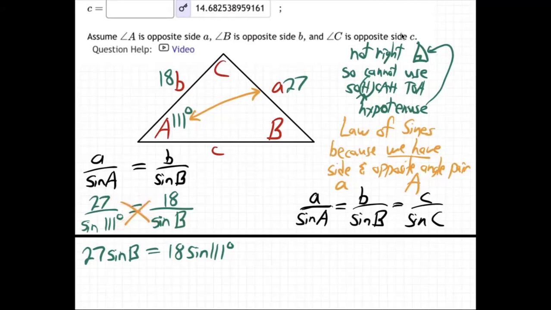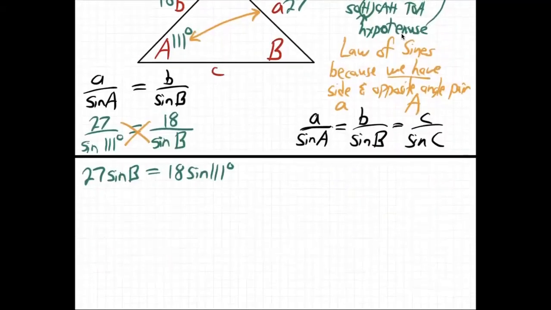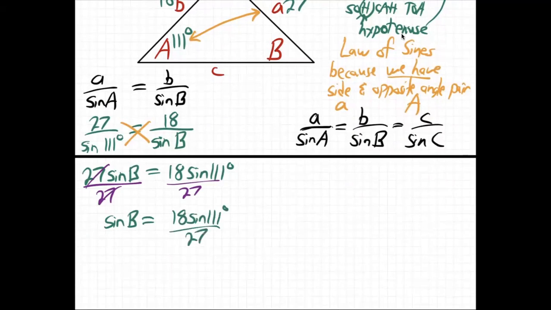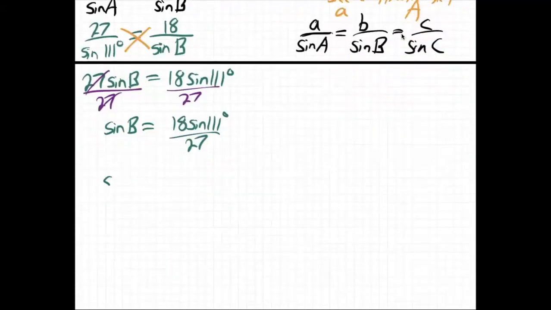Now I'm trying to solve this for B. So let's divide by 27. So sine B is 18 sine 111 over 27. And now one more step.